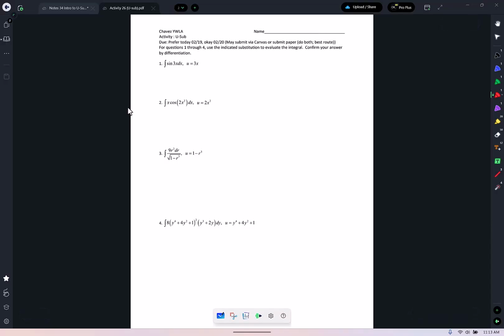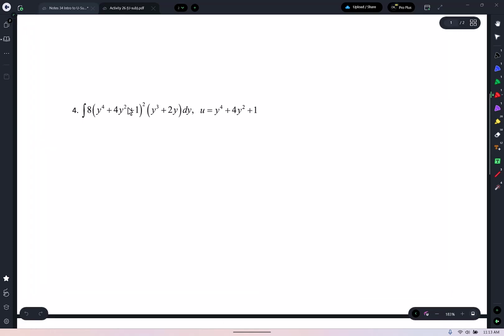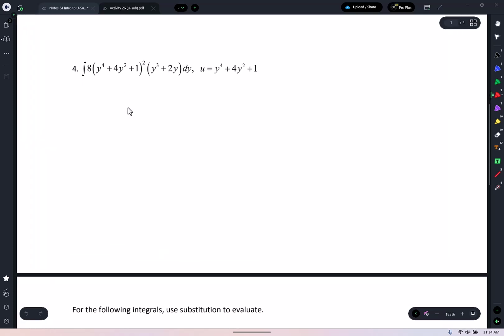All right, guys. I'm going to do number 4. Hopefully, after we do number 4, you will truly understand what we're trying to do. Make sure that you're focused on the big picture, guys. What are we trying to do? We're trying to take an antiderivative of something that looks complicated and make it look simpler. Cool or not cool?